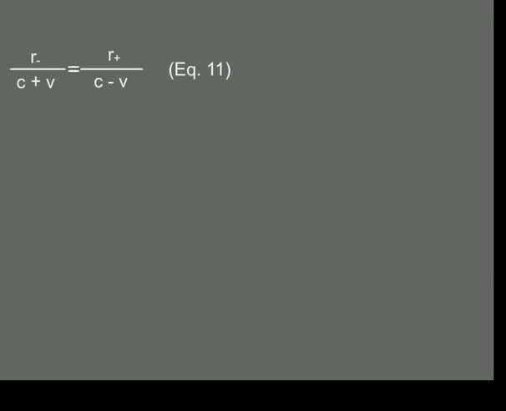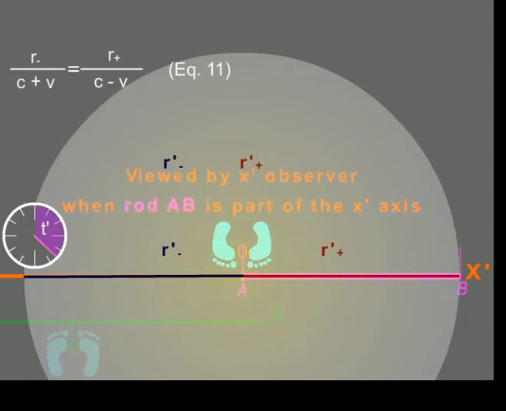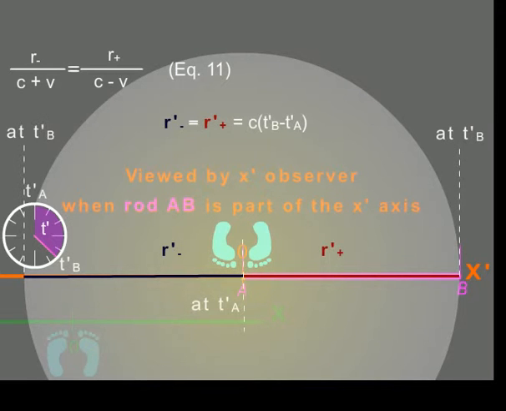To the observer on x prime, the speed of his own frame, x prime, is v equals 0 with respect to himself. With the center of the light sphere and the origin of his own frame coincide forever, he must see r prime minus equals r prime plus equals ct prime, where t prime is quoted from a clock attached to his x prime axis.